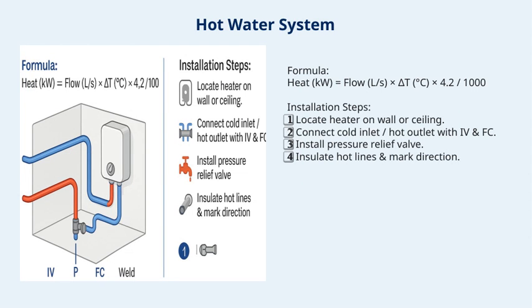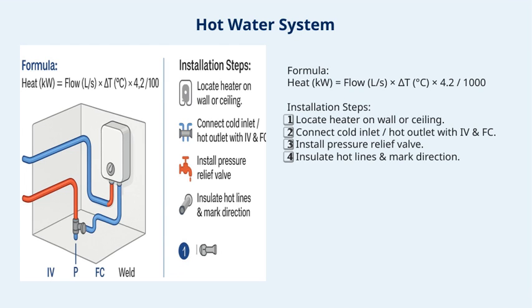Let's take a closer look at the hot water system. The key to understanding this system is the formula for calculating the heat required, which is measured in kilowatts. Essentially, you multiply the flow rate in liters per second by the temperature difference in degrees Celsius, then by 4.2, and finally divide by 1,000. This gives us a straightforward way to estimate the energy needed to heat the water efficiently.